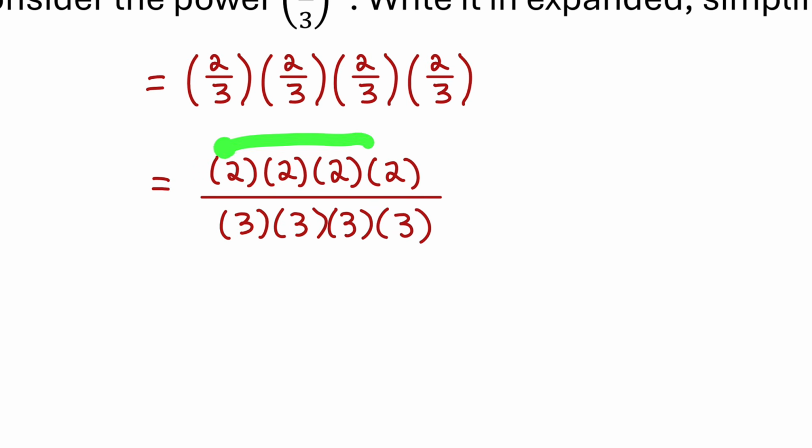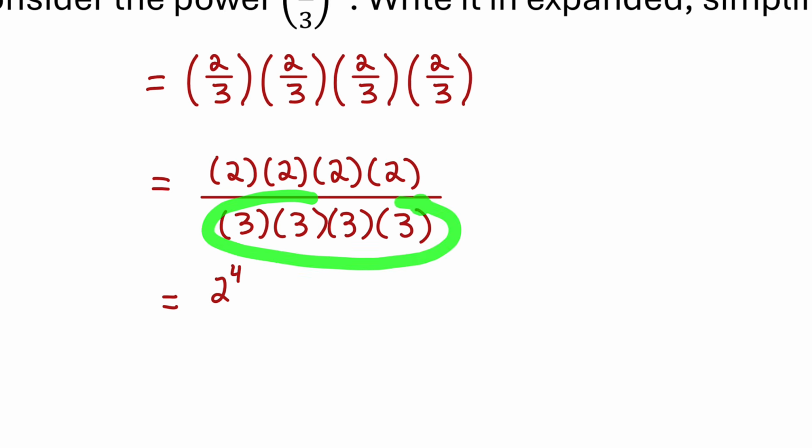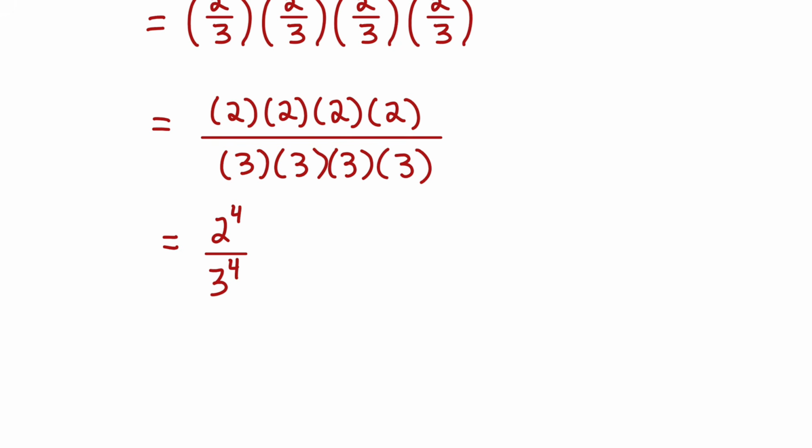And now in both the numerator and denominator, I just have repeated multiplication by the same factor. In the numerator, I have 4 factors of 2 being multiplied together, so I can write that as a single power, 2 to the power of 4. And in the denominator, I have 4 factors of 3, which I can write as the single power 3 to the power of 4. And then evaluating each of those powers, 2 to the power of 4 is 16, and 3 to the power of 4 is 81. So my final simplified answer is 16 over 81.